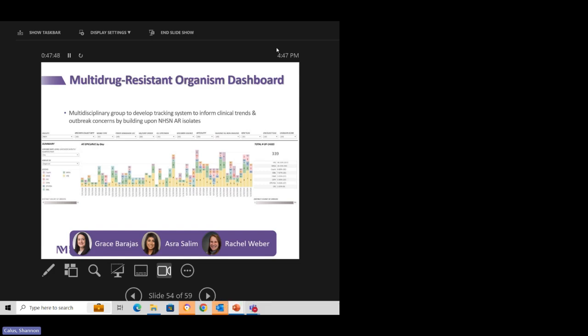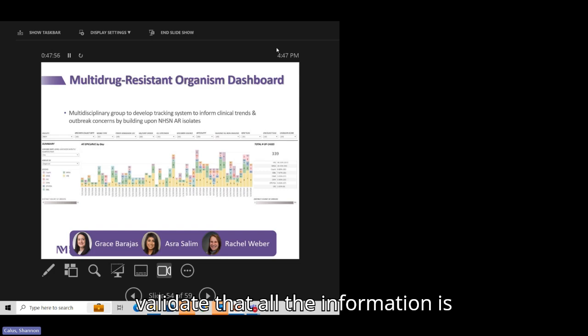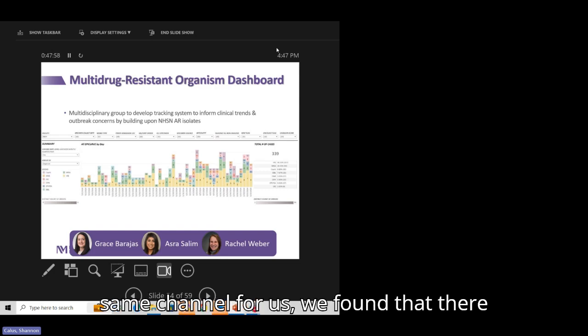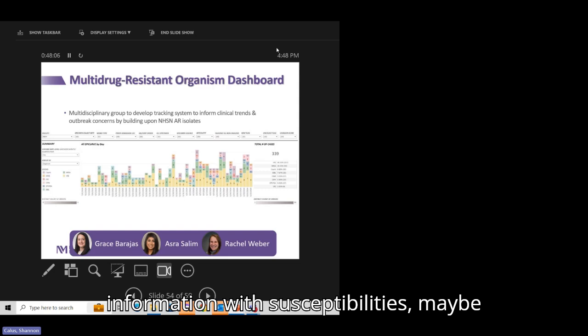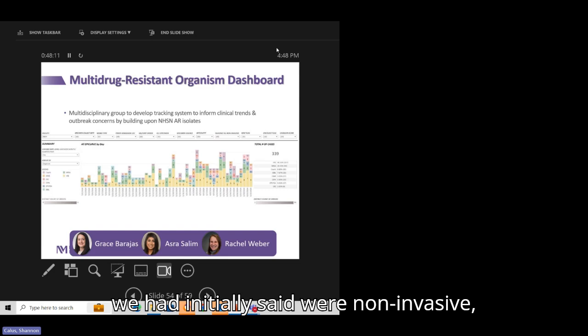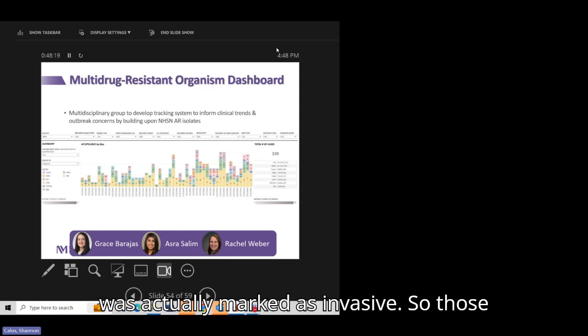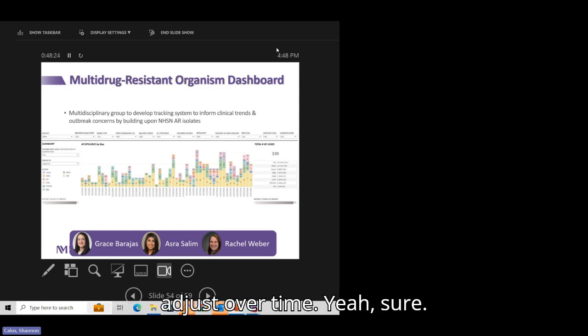Any deficiencies with the data that you saw? It takes a lot of review, especially because of that vendor piece, and NHSN validate that all the information is talking appropriately and within that same channel. For us, we found that there were just irregularities that we didn't pick up on. So some of the resistance information with susceptibilities, maybe we found errors. Some of the things that we had initially said were non-invasive were marked as invasive. So things like a lower respiratory tract panel or sample was actually marked as invasive. So those things we've had to evaluate and adjust over time.